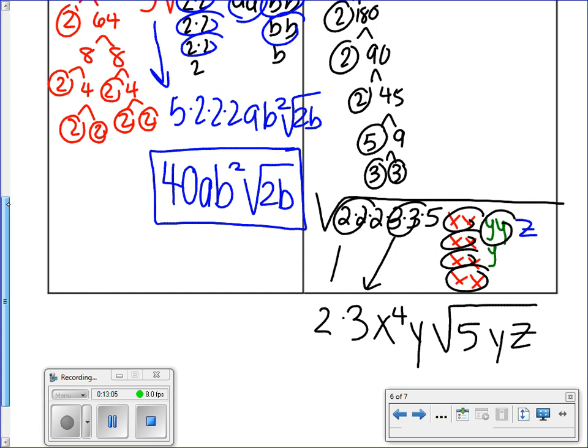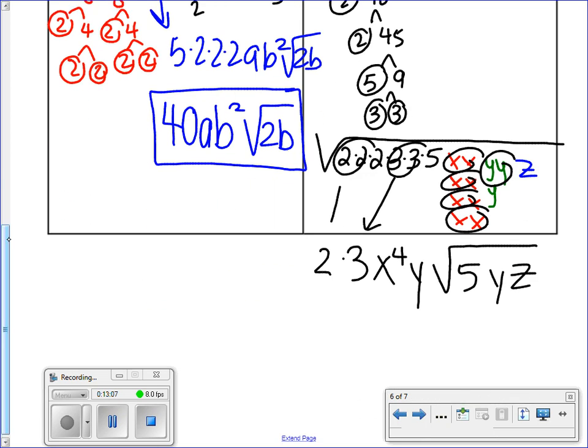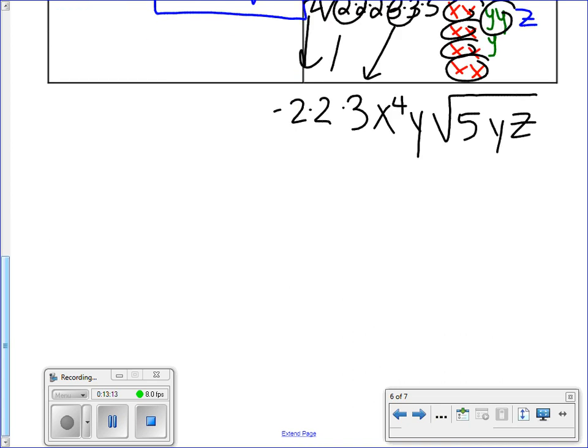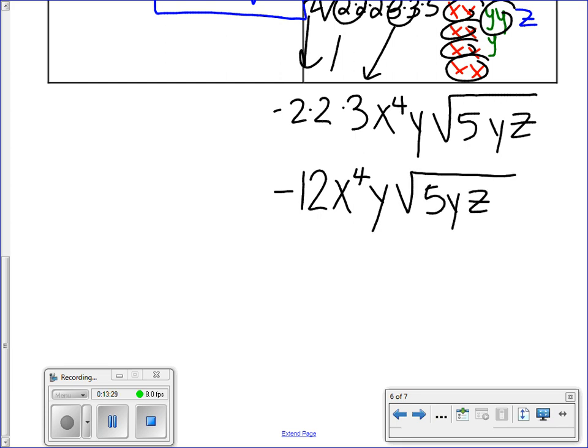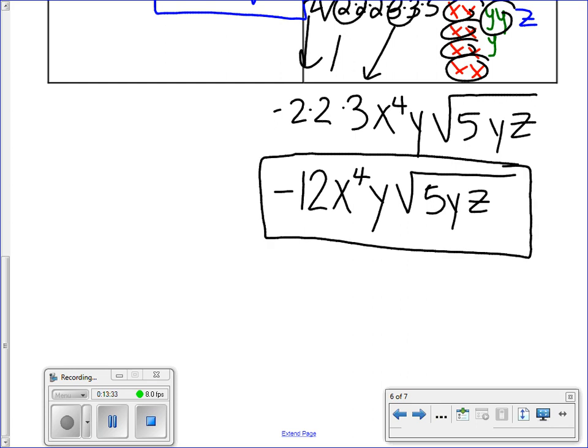Make sure there was not a... There was a negative 2 in front. Forgot about that. Bring down the negative 2 in front. So now we're going to multiply our outside numbers together. Negative 2 times 2 is negative 4. Negative 4 times 3 is negative 12. X to the 4th, y, square root 5yz. And that is your simplified expression for radicals.